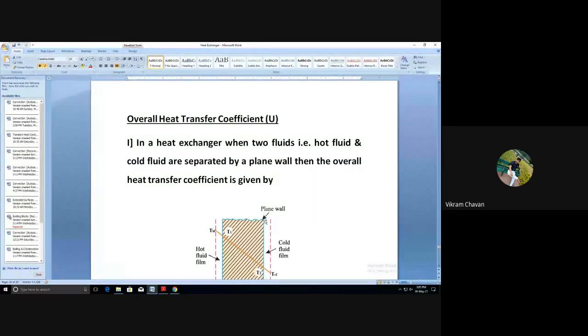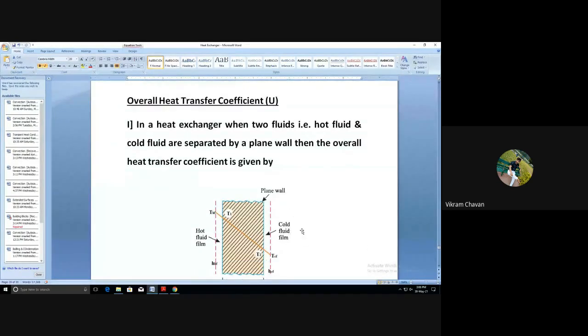In that you can write the first point as: in a heat exchanger, when two fluids, that is hot fluid and cold fluid, are separated by a plane wall, then the overall heat transfer coefficient is given by... So you can draw this diagram.